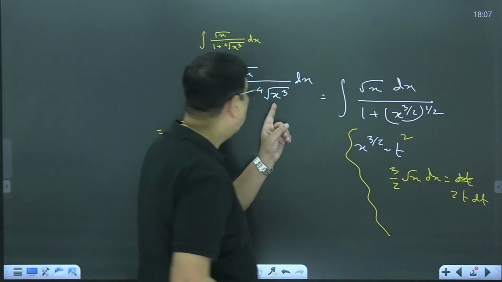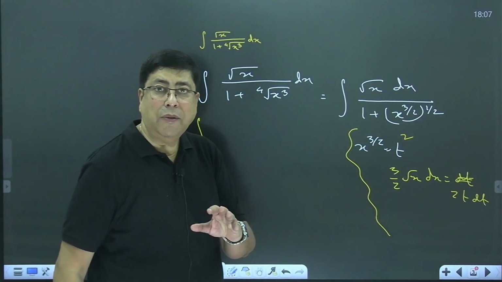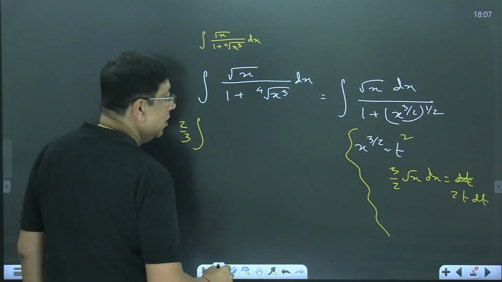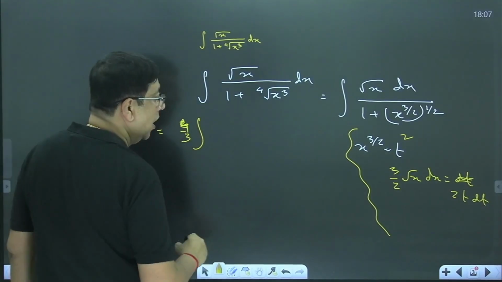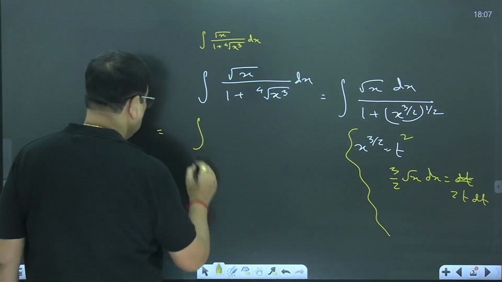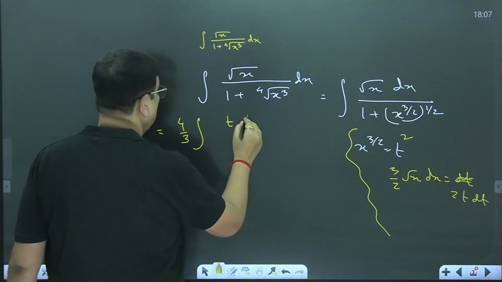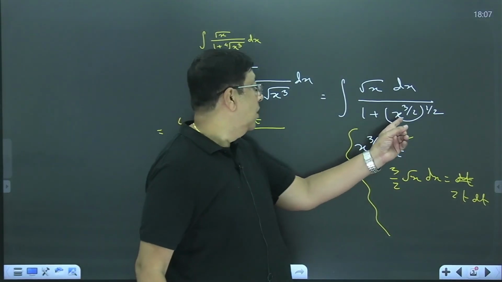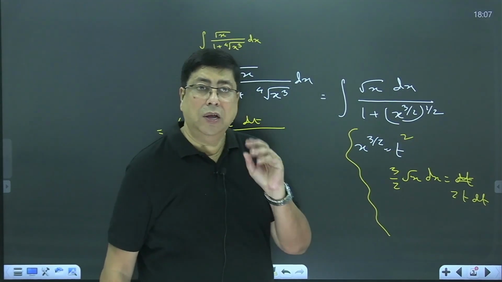It would be easier for us to calculate because with a half and t square, the root comes out. We could take t also. So here 2/3, actually it will be 4/3. In this case it is coming to be 4/3. I'm just writing freshly. So this is 4/3 and t dt by 1 plus t square whole to the power half. This is coming to be t.